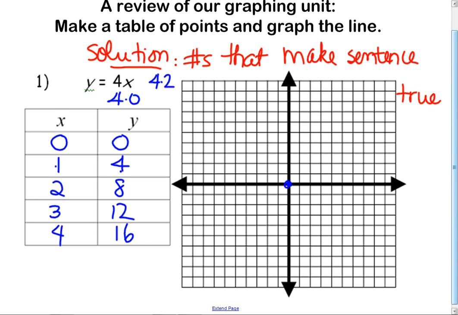How many points do I have to plot? 3. I have to have at least 2 to get a line, but I might not have the right line unless I graph 3. And there it is. Okay, my line's bad. Let's just slide it over. It's okay, it's close enough. I couldn't draw it very well, but it actually goes right through this line here and these points. There it is.